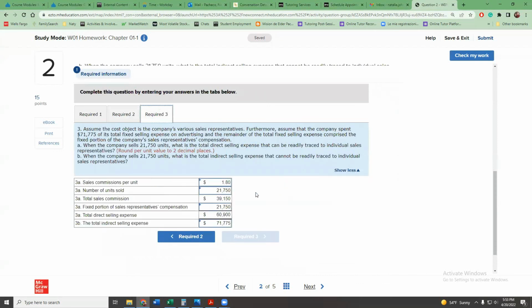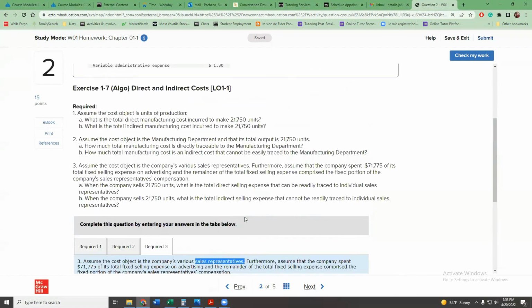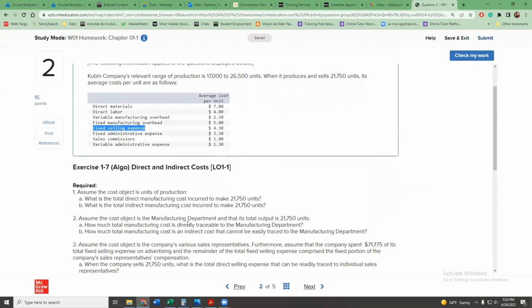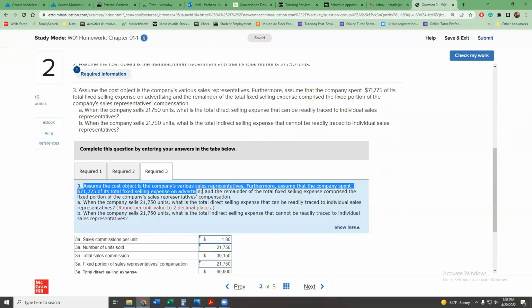And for requirement 3, the cost object is the sales representatives. So we're only going to focus on the sales expenses, like fixed selling expense. This one, no, and sales commission. So these two. So the sales commission per unit. Oh, first we need to read this really carefully. So assume the cost object is the company's various sales representatives. Furthermore, assume that the company spent 71,775 of its total fixed selling expense on advertising.